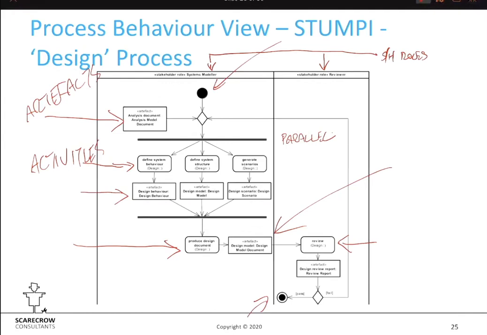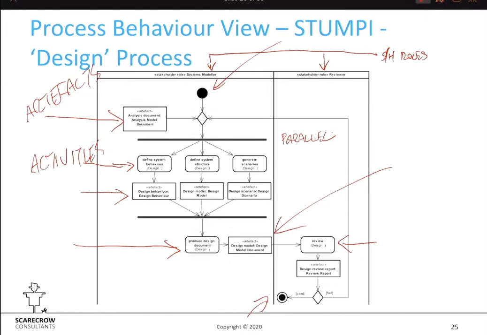But the beauty now is you can see the ordering of the activities, the order in which they have to be done. You can see the flow of the artifacts around the process. You can see which artifacts flow into which activities and which artifacts come out of which activities, and you can explicitly see the responsibility of the stakeholder role for the relevant activities on here.